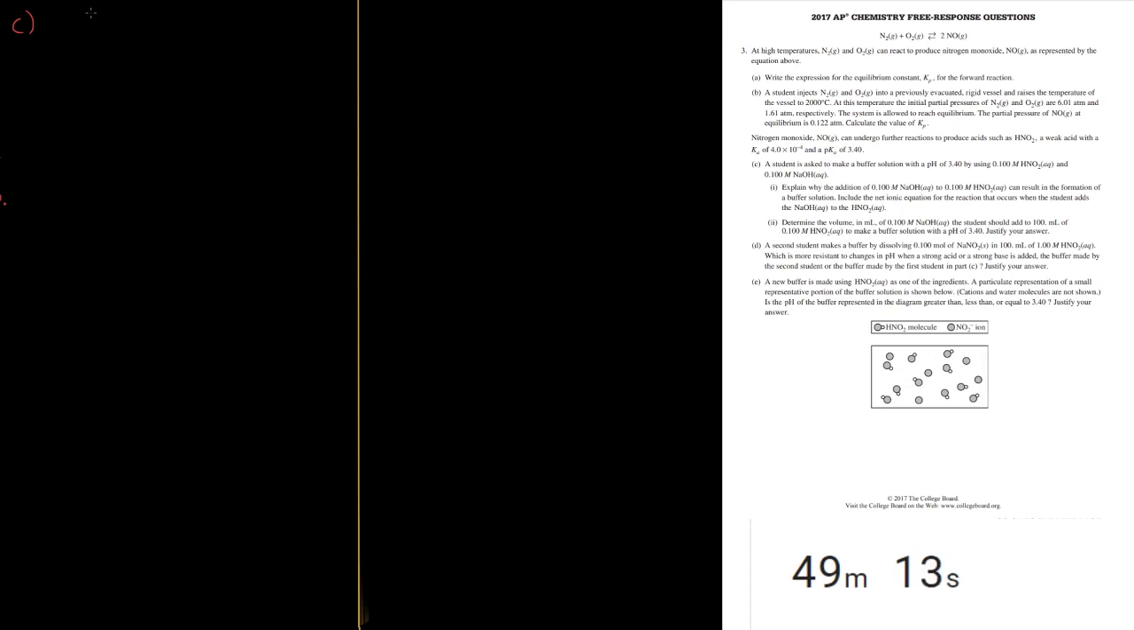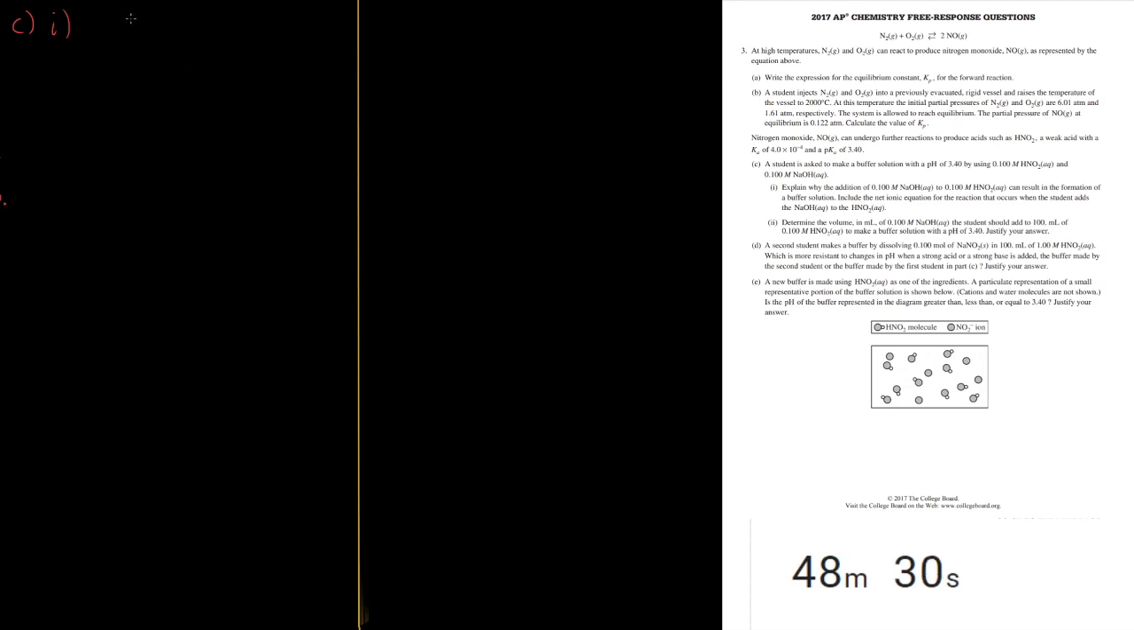So, a student is asked to make this buffer solution with a pH of 3.04 by using 0.100 molar NaOH and 0.100 molar HNO2. Explain why the addition of 0.100 molar NaOH and 0.100 molar HNO2 can result in the formation of a buffer solution at all. Okay? The explanation here is that we're essentially going to have some of this weak acid floating around. So this strong NaOH will want to take all of those hydrogens away, but it won't be able to.